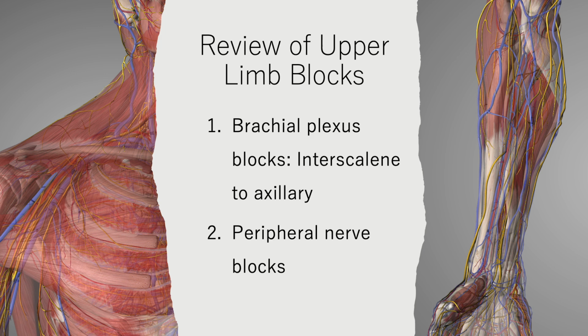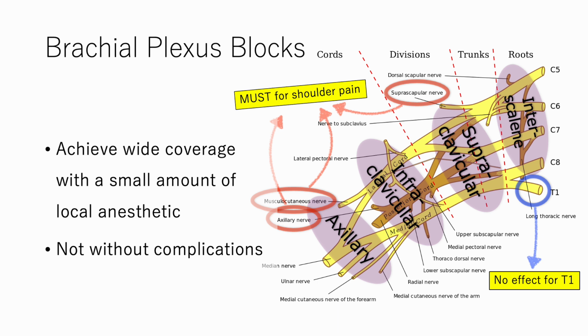Alright, let's move on to the next section. Let's do a quick review of upper limb blocks. We'll go over the brachial plexus blocks as well as the more distal, individual nerve blocks. Brachial plexus blocks are very useful. They can produce wide coverage with only a small amount of local anesthetic. But if we perform them without fully understanding the risks, they can also lead to serious complications.